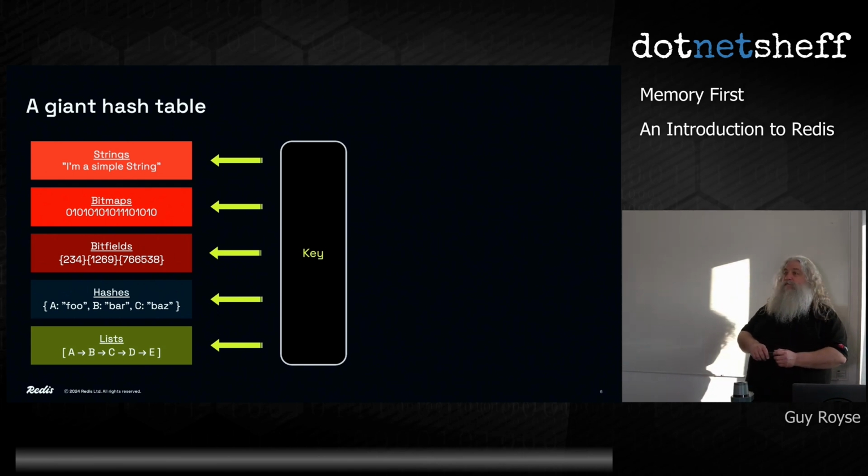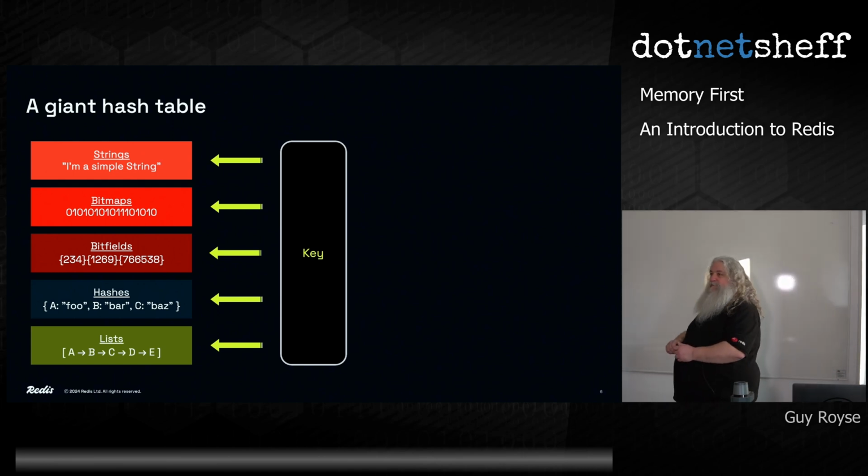So, is it one key for the whole of the hash? Yeah, there's one key that contains it. One key contains a hash table. The entire hash table. Yeah, and that hash table could have 10 fields. It could have one field. It could have a million fields, actually.